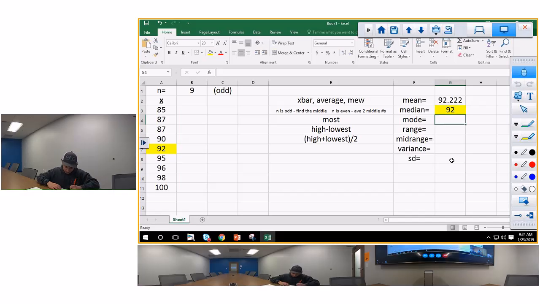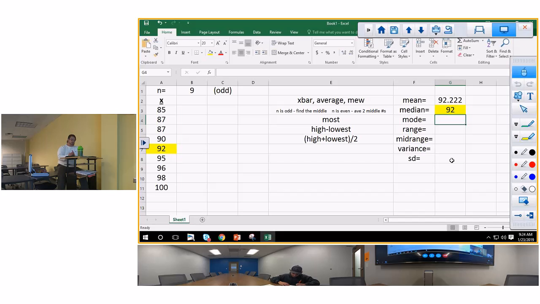Which number shows up the most? 87. Can you have more than one mode? Yes, you can. If I had 2 87s and 2 90s, you'd have 87, comma, and 90. That's called bimodal. You can have 3 modes. After 3 modes, it's called polymodal. So make sure you know that.